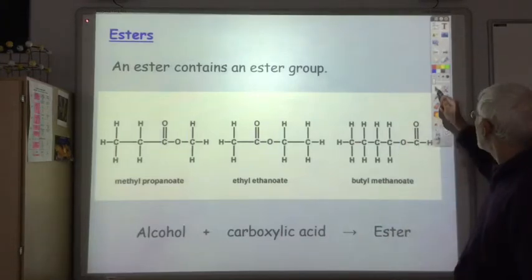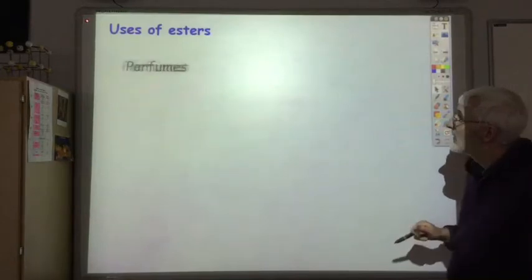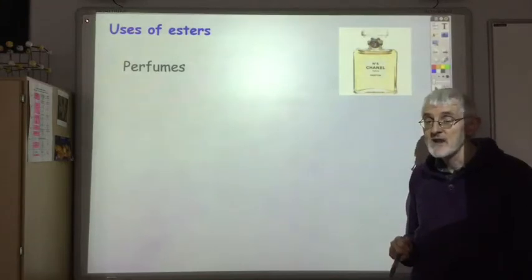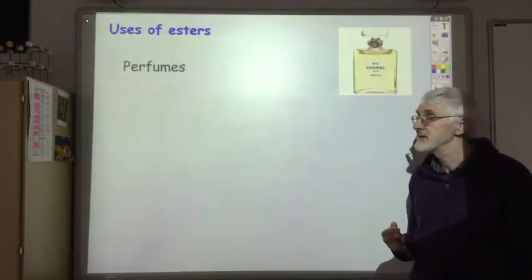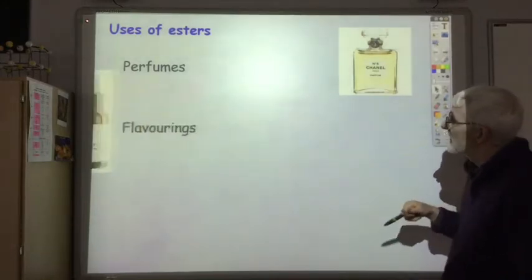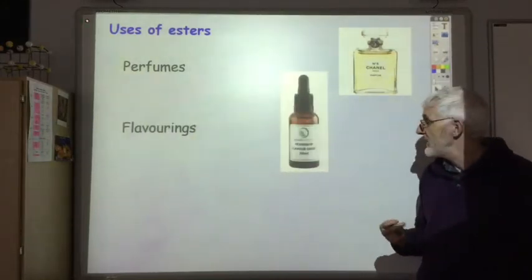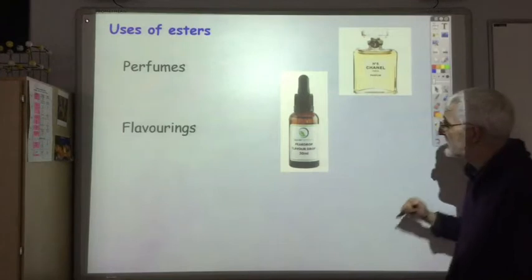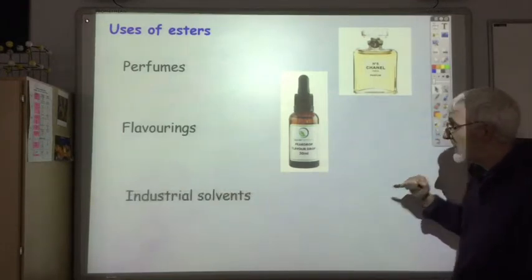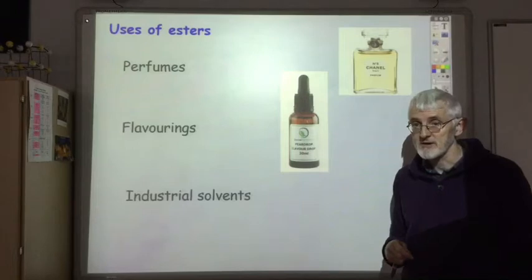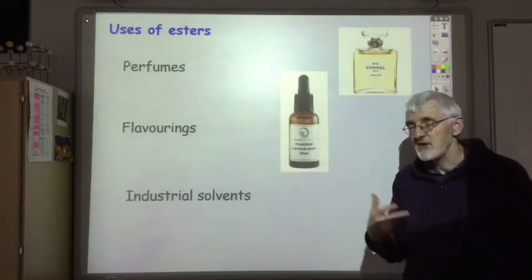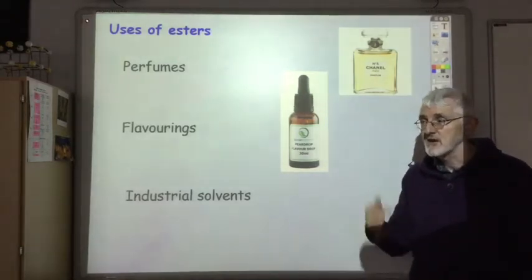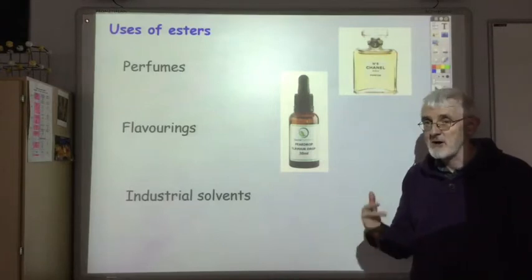Now, esters are very useful compounds. They're widely used in the manufacture of perfumes. They tend to be very pleasant smelling compounds. Related to this is the use as a flavouring. Again, nice smell, nice taste, and they're added to a lot of foodstuffs. And like alcohols, they're also used as industrial solvents. So they're the three main homologous series that we're interested in section 2.2: alcohols, carboxylic acids, esters. Make sure you don't get them confused.